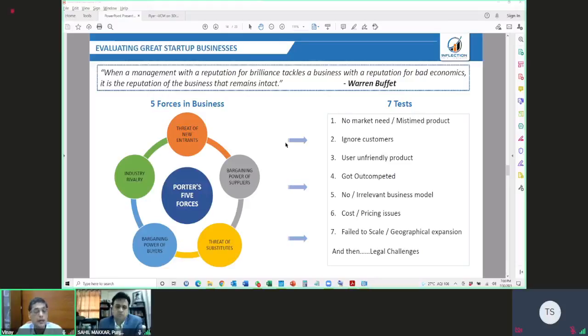And therefore, the best of the people will only be able to give you that much gross margin. But the best of the people looking at disruptive businesses can change the whole paradigm for you. Right? So at IPV, we use Porter's 5 Forces very closely, and we look at these 7 tests in evaluating a business. Which means, is the product required by the market? Or is the product ahead of its time? A lot of people started video on the internet or news on the internet 20 years back, but it was not successful.